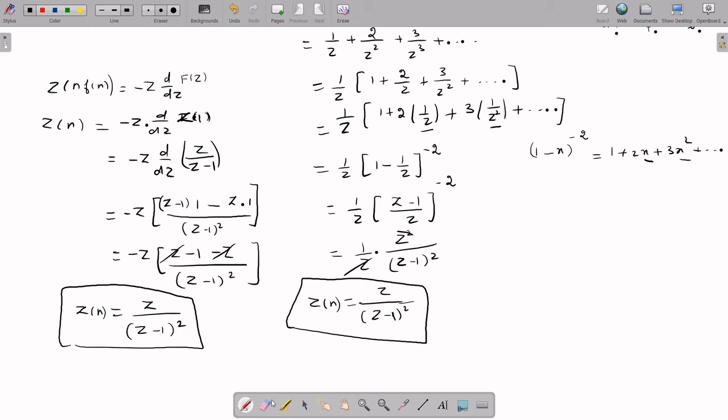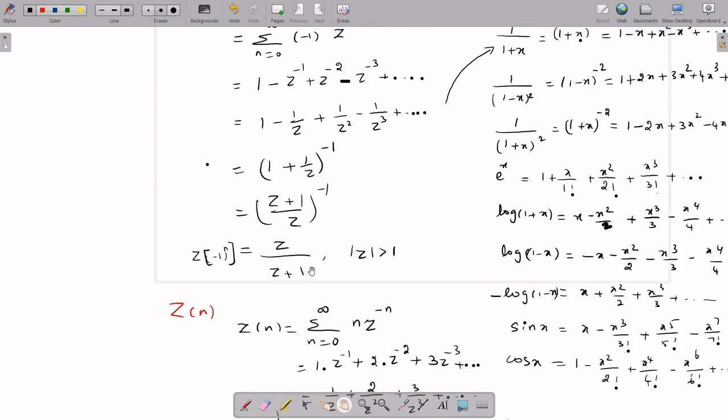This problem can be done in two ways. This is one method, and this is the another method. We are doing directly using definition. We are using this solution directly, but here we are using property. We find the z transform of n. This is two ways you can do this problem.